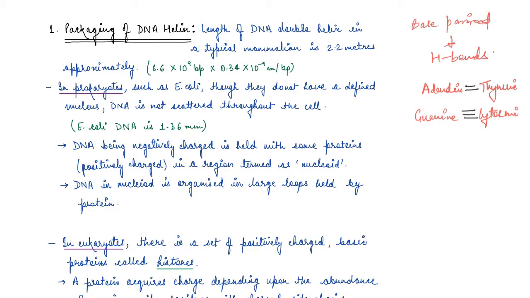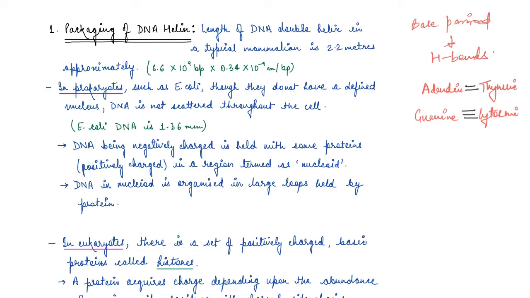Now, let's see the packaging of DNA helix as well. Remember the length of the double helix of a typical mammalian cell is around 2.2 meter. Now, prokaryotes such as E. coli do not have a defined nucleus. Even in prokaryotes, though they do not have a defined nucleus, DNA is not scattered throughout the cell, right?